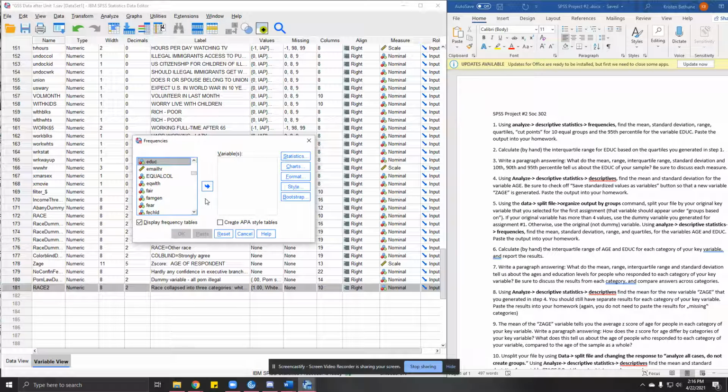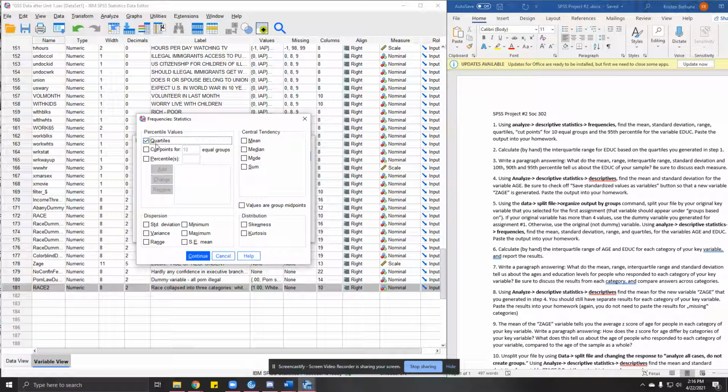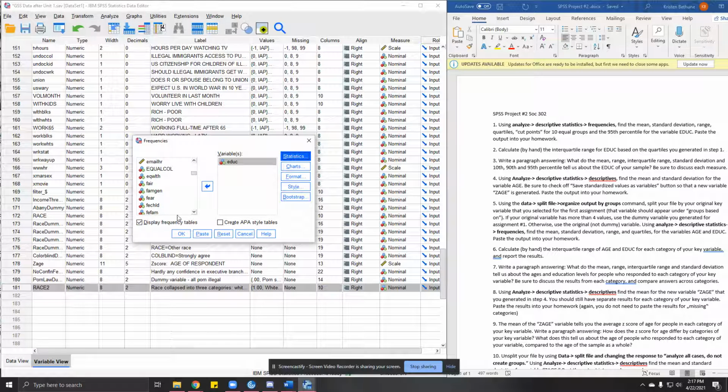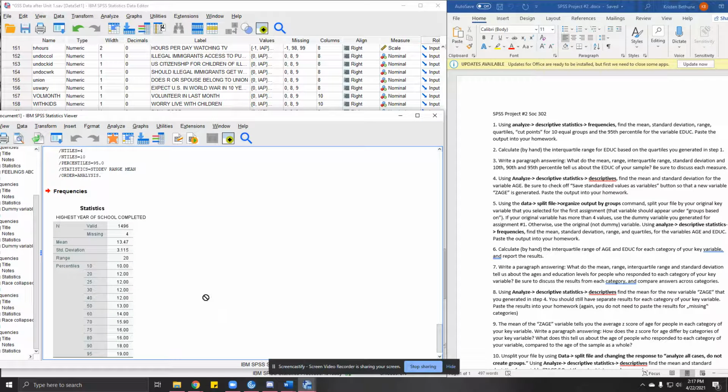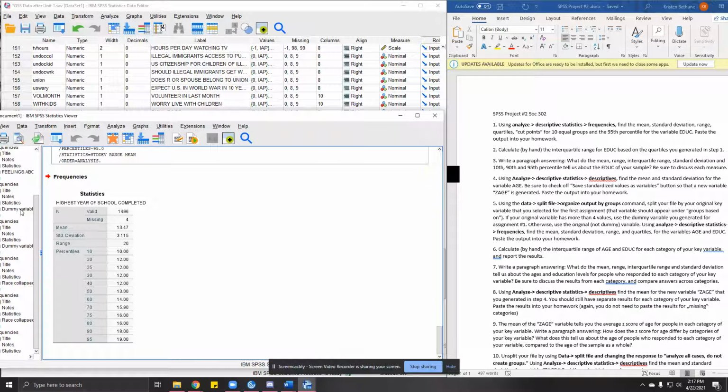We're using education. So I bring that over, and I'm going to hit statistics for quartiles, cut points for 10 equal groups, 95th percentile, mean, standard deviation, range, and that is all I need. Oh, I have to add that percentile, hit continue. I actually don't need it to give me my frequency table, so I'm not going to include that because I don't really care. So I hit OK.